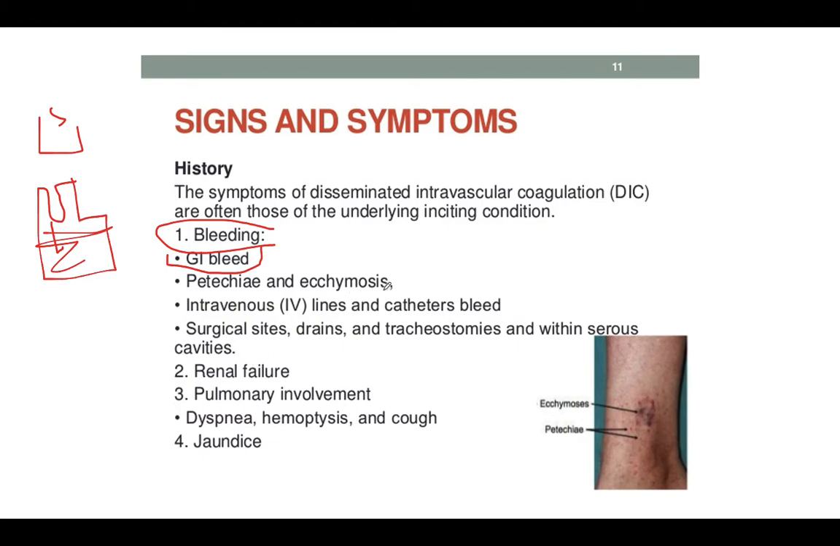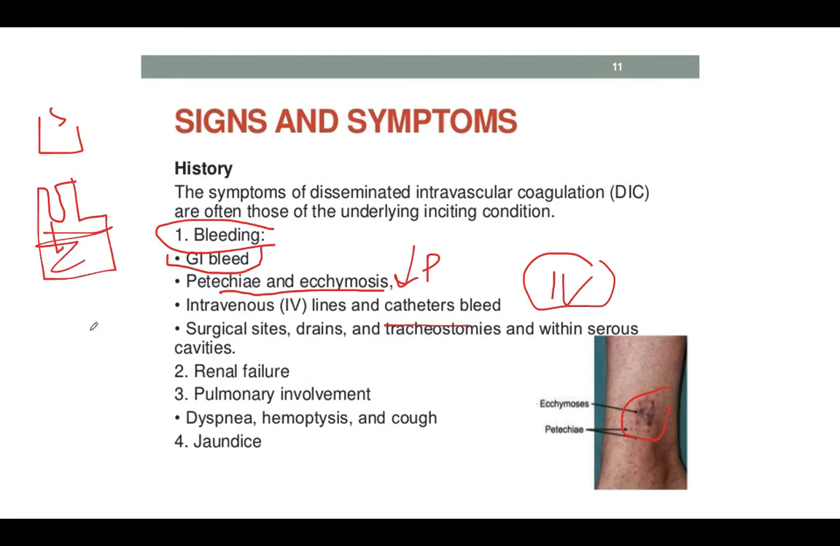Petechiae and ecchymosis. Why? You can see this picture here, because there will be bleeding under the skin. There are low platelets, which is the cause of this, and they will present as petechiae. Also bleeding at intravenous lines and catheter sites. If the doctor administers an IV antibiotic, for example, there will be severe bleeding. And also the catheter, as I mentioned here.